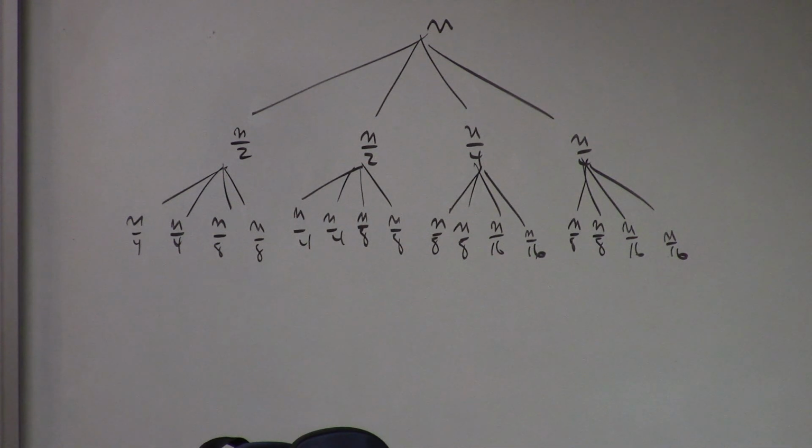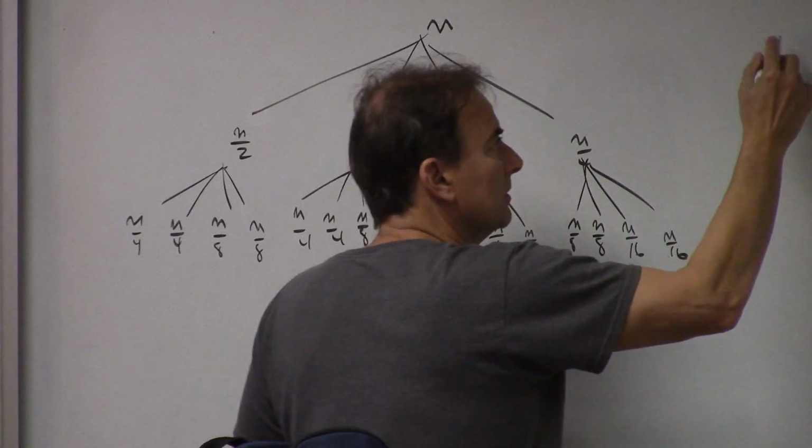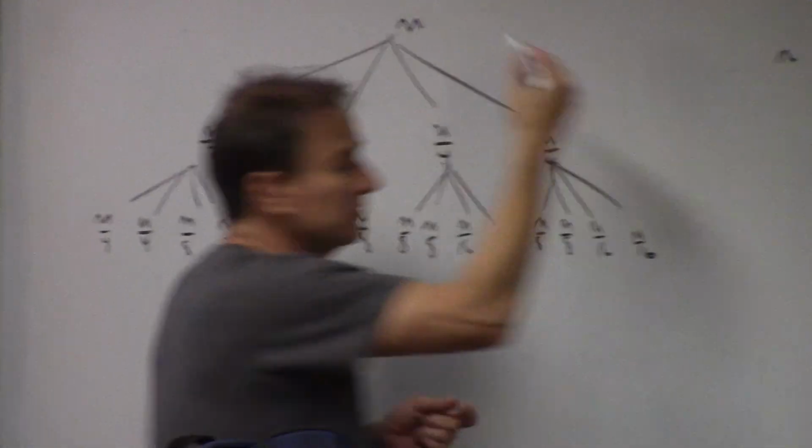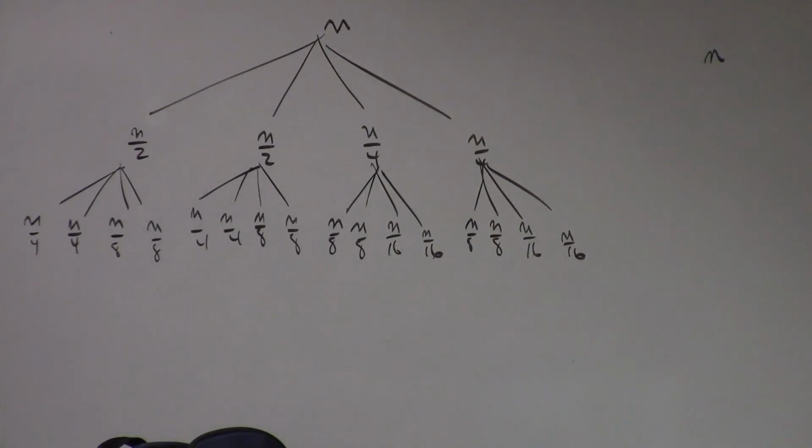Okay, but let's see if we can see some kind of pattern. So what we're going to do is we're going to try to assess the amount of work being done in each level. Well, it's very, very easy to see that level 0 is just doing work equal to n, because there's only one node, and that's the level 0 node.